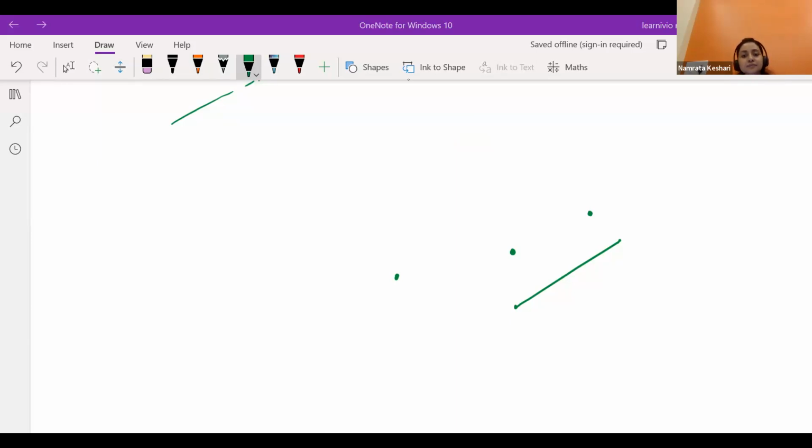Perfect. Farhan, please tell me postulate number one. A straight line may be drawn from any one point to another point. Given two distinct points, there is a unique line that passes through them. A terminated line can be produced indefinitely.